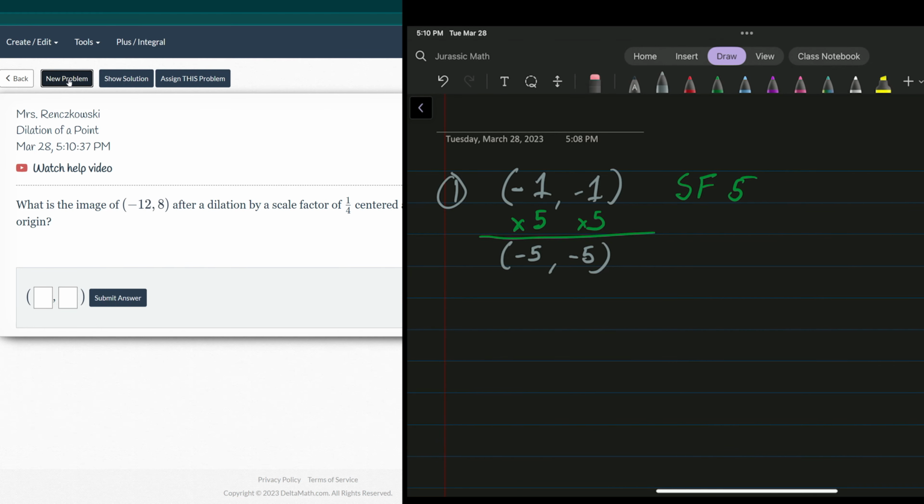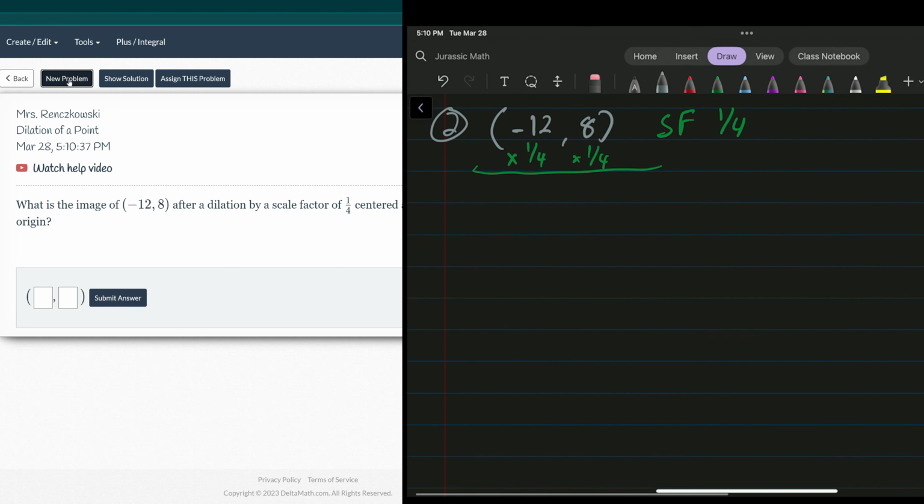Let's do another one of those. So this is exactly what I wanted to see. On this problem, we have a dilation by 1/4, which means I'm still going to be multiplying both these by 1/4. The problem is I don't know how to multiply fractions very easily. So what I'm going to do instead is go down here: 12 times 1/4 and 8 times 1/4. In order to multiply these, I need to turn both the whole numbers into fractions by making it over 1. Then I can multiply straight across.